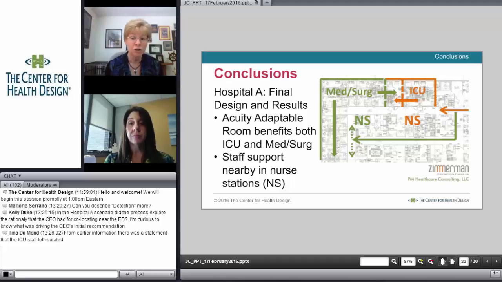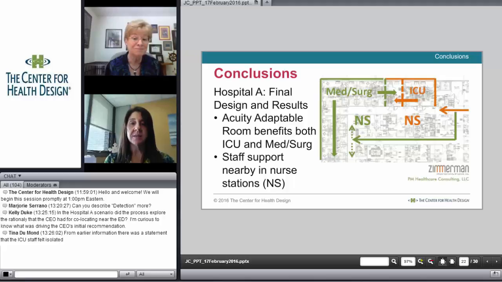And so they had 2 ICU beds, but then they created an acuity adaptable room so that ICU could float into the acuity adaptable to have 3 rooms if they needed it, and then it became quite valuable for med surge because they could float into that room if they needed it instead, according to the census. And so we had decentralized nurse stations, so they weren't too far away from each other at all if either of them needed assistance.